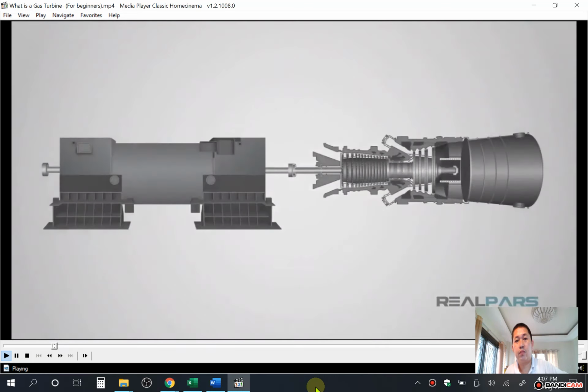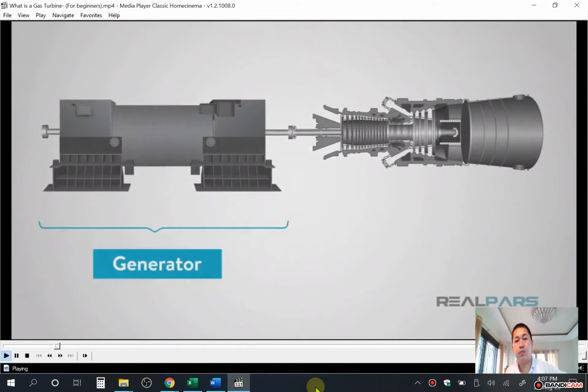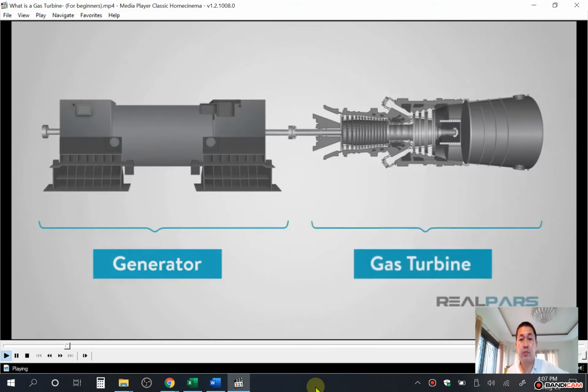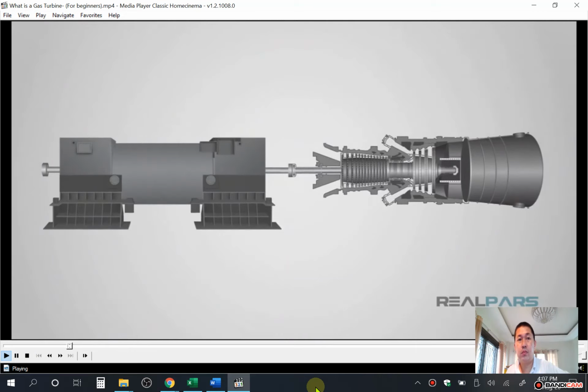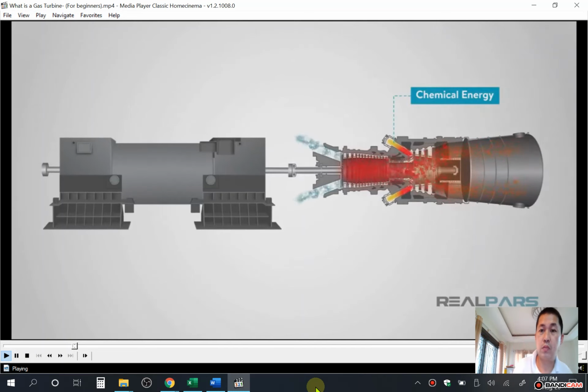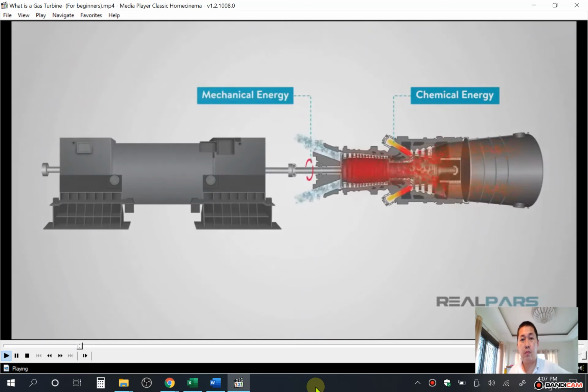In a gas turbine power plant, there's a generator, which is an electrical machine. But to generate electricity, this generator needs a prime mover, which, for my example, is a gas turbine. The gas turbine transforms the chemical energy in the fuel, for example natural gas or similar fuel, into mechanical energy. The mechanical energy generated by the turbine exit shaft is then transferred through a gearbox to the generator's shaft. Now, my generator can create electrical energy.